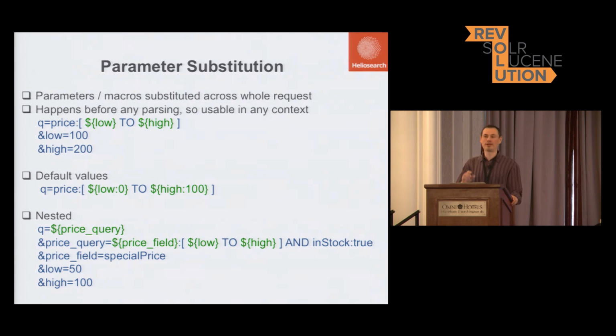So for example, you could templatize some JSON facet commands or something like that. It allows default values, so you can do just :default value. And they can also be nested. So you can have one parameter substitution that itself has multiple parameter substitutions and so on.